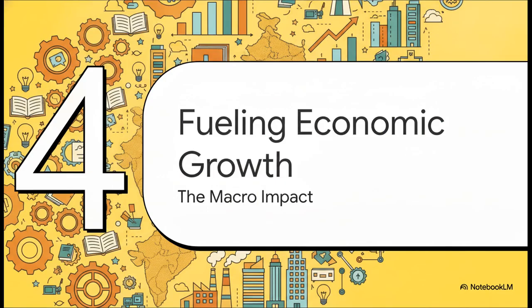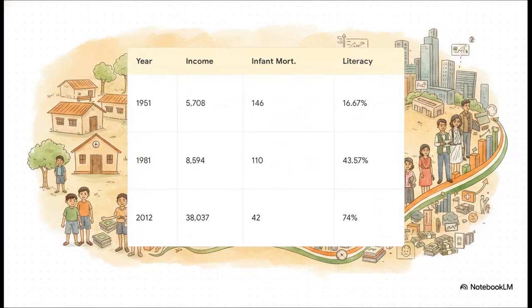Next up, Section 4, fueling economic growth, the macro impact. So how does all this individual investment translate to national prosperity? If we use India's historical growth as our lens, we see this absolutely thrilling story of economic momentum. Look at the period between 1951 and 2012. The real per capita income surges from roughly 5,700 rupees to over 38,000.